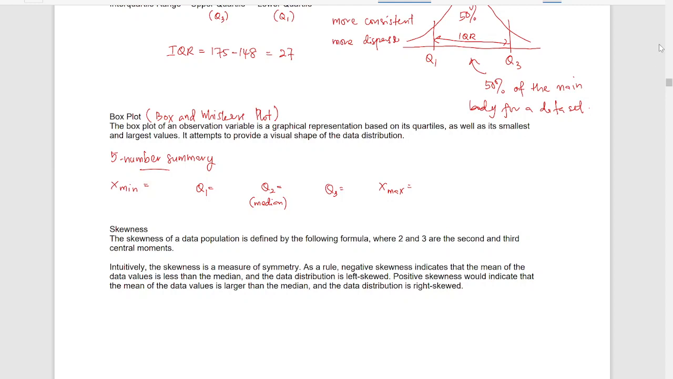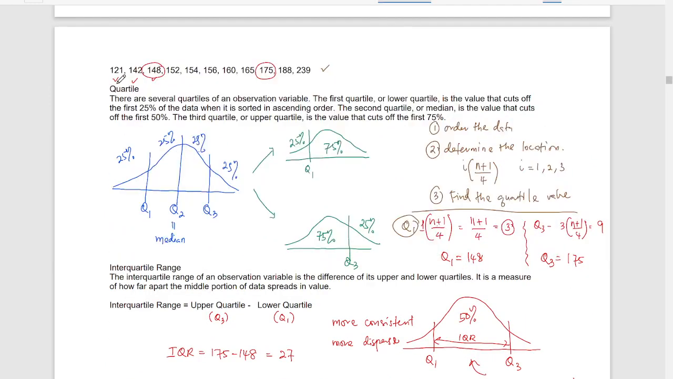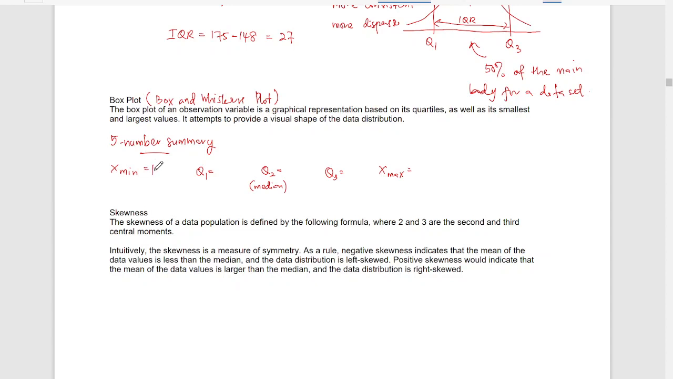Okay, so in this situation, if you want to draw the box and whisker plot, you need all these 5 values. So what are the 5 values here? You have the minimum to be 121, the maximum is 239. And then the median you have to calculate lah. So 1, 2, 3, 4, 5. So this one is the median, right? Okay, 121, 156, 239.